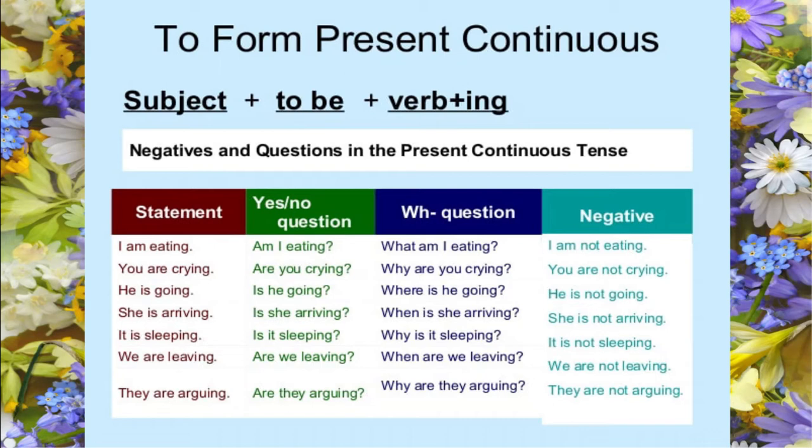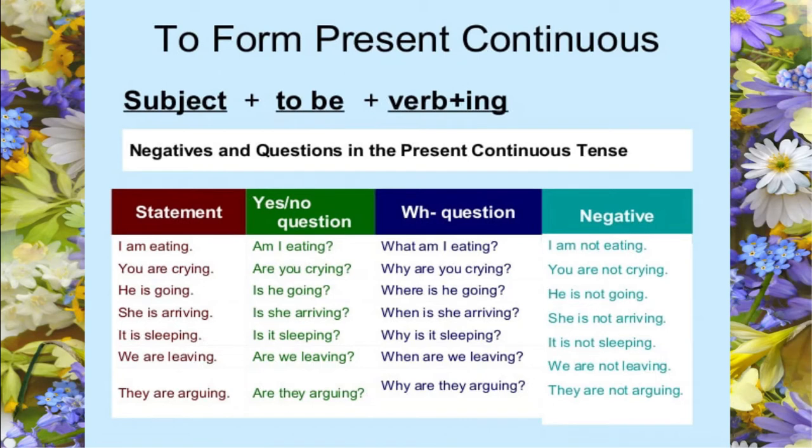Statement: I am eating. Let's make that into a yes or no question. Am I eating? Let's turn it into a WH question. What am I eating? Let's negate that statement. I am not eating. Let's look at another statement. You are crying. Yes or no question. Are you crying? WH question. Why are you crying? Let's negate that statement. You are not crying.